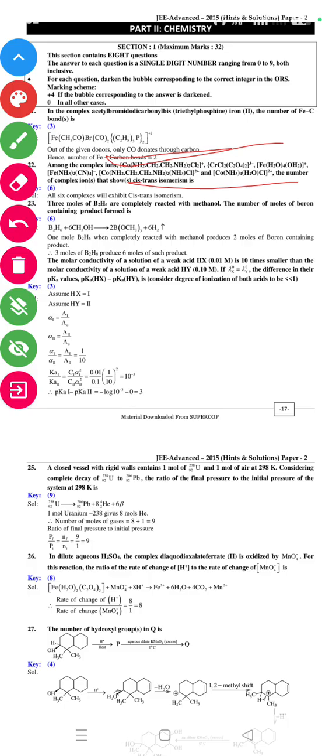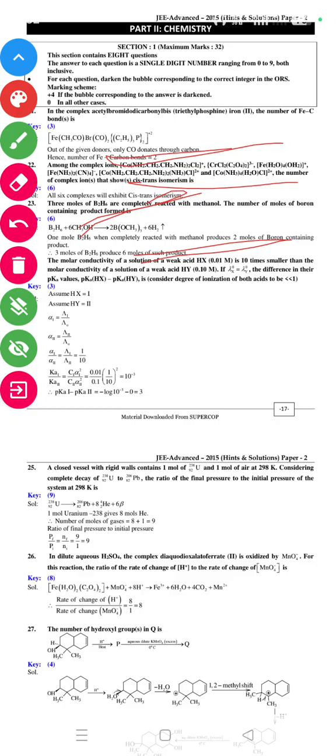The next question is: 3 moles of B2H6 are completely reacted with methanol. The number of moles of the boron-containing product formed is: B2H6 plus 6CH3OH gives 2B(OCH3)3 plus 6H2. 1 mole of B2H6 when completely reacted with methanol produces 2 moles of the boron-containing product. 3 moles of B2H6 produce 6 moles of such product. So the answer will be 6.